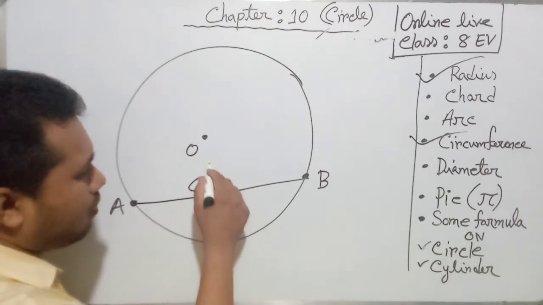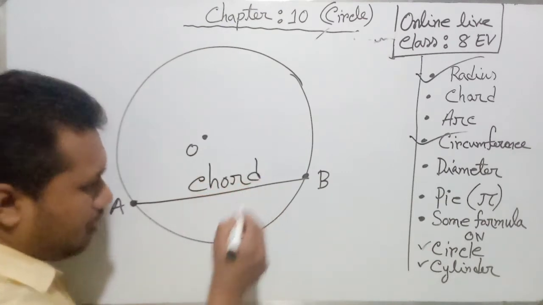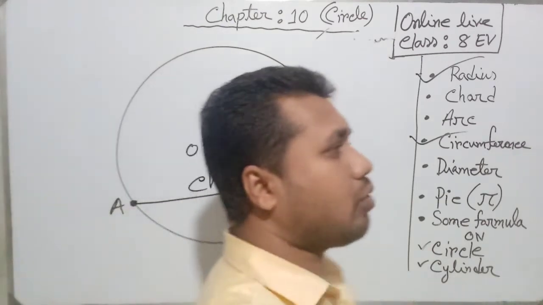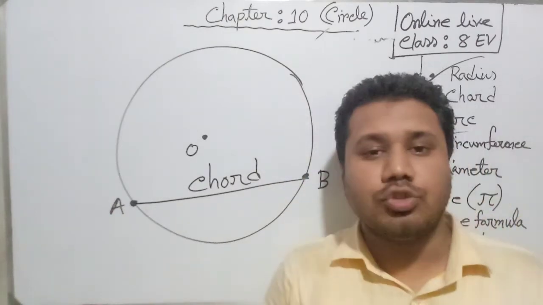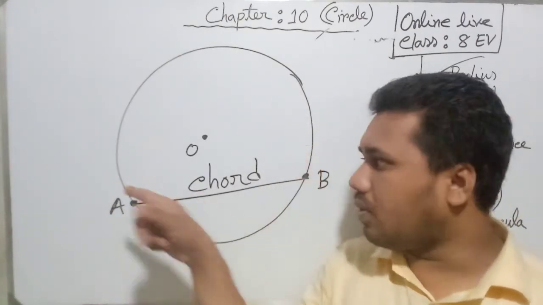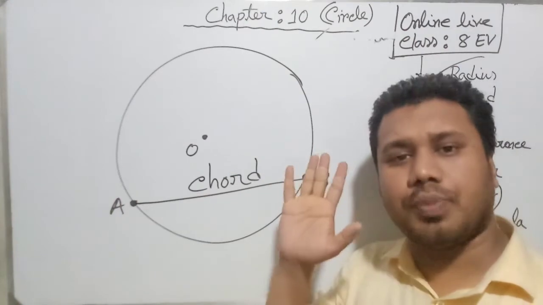This line segment is called a chord. So what is a chord? The definition is: a chord is a line segment joining 2 points on a circle. Any 2 points, any 2 points.